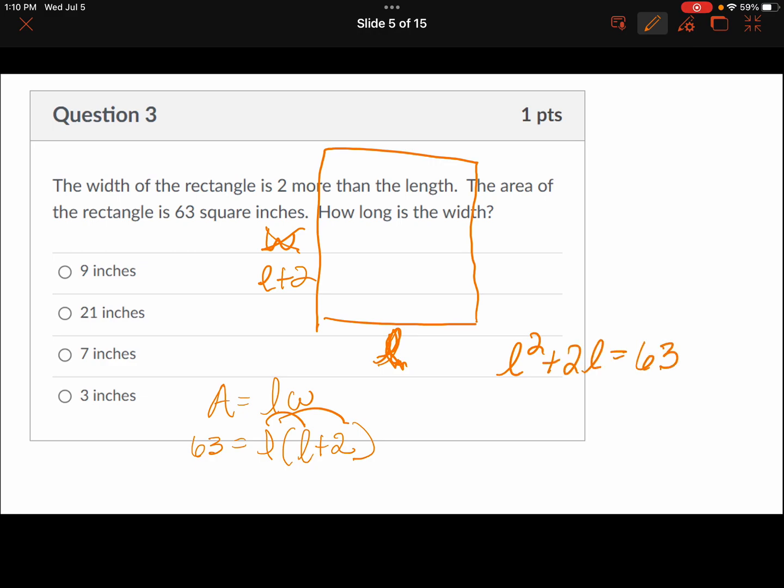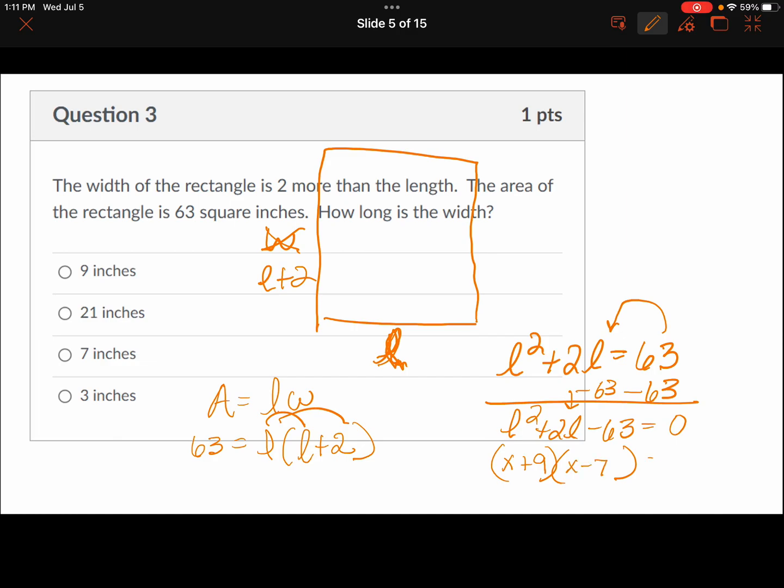Now, remember, if I'm going to solve this with factoring in the 0 product property, I've got to move 63 over. It has to be equal to 0. So I subtract the 63 from both sides. Equals 0, and this factors very nicely. 63 has two factors that are different by 2. That would be 7 and 9, and I want the 2L to be positive, so that's going to be x plus 9 and x minus 7.